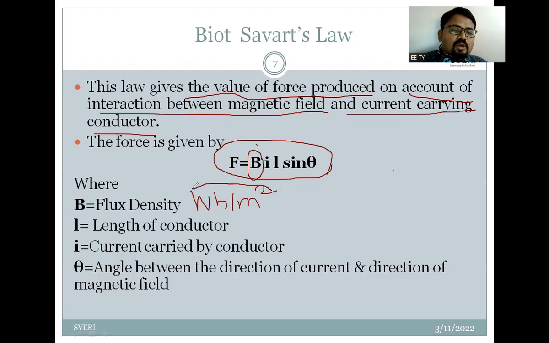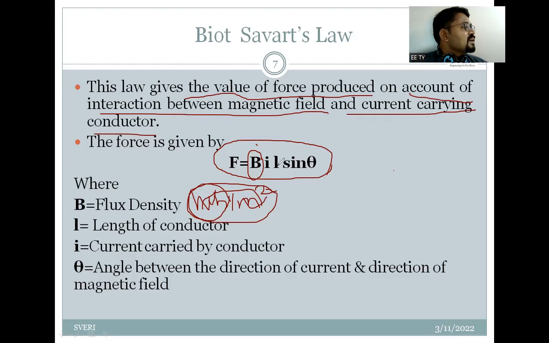See, from this particular unit you can also recall the formula for flux density. Many times we are confused about what the formula for flux density is. So if the unit is Weber per meter square, Weber is used for what? Flux. And meter square is nothing but the area. So flux divided by area gives the flux density. Okay, so if you know the unit, you know the formula also. Now then, what does this L indicate?